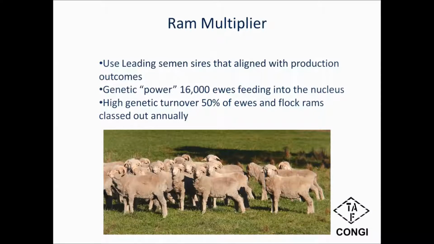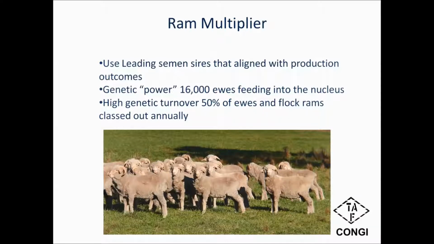So we went down the road of developing our own stud. We have the fortune of huge genetic power of 16,000 ewes, being an open nucleus. Every one of those ewes is measured and has the opportunity to enter into the stud. So we've got a high genetic turnover of 50% of the ewes in the nucleus every year, and 50% of our rams are classed out annually. So we're able to produce rams that are in the top percent on the Sheep Genetics Australia database. They're ranking within the top 10%, and we're doing it at $300 per ram use. So it's cost effective. It's really driving our performance.